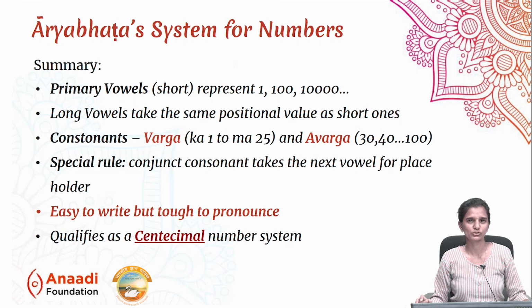With the examples that we saw, you would have understood that it is very easy to write, but very tough to pronounce, right? You can pronounce it on your own and try. Now, we all know the decimal number system, right? It increases by the power of 10. So, we have 10, 100, 1000 and so on. Since here Aryabhata has given the values for the vowels as the even powers of 10, the values go like 1, 100, 10,000 and so on. Hence, this qualifies as the centesimal number system.